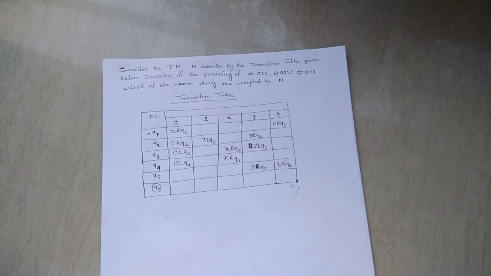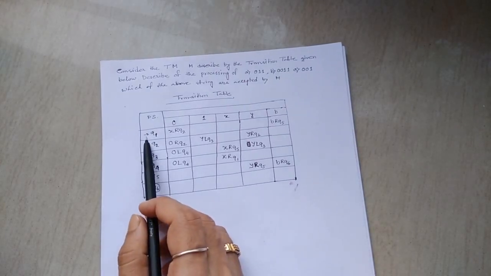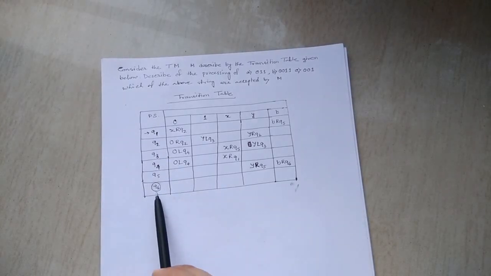Now we can see there are states. Q1 is the initial state, we can find out by this arrow, and the final state is Q6. If by any string we reach from the initial state to the final state, that is called the string is accepted by the Turing machine. If we do not reach the final state, that is called a hold state. Hold state means basically the string is not accepted by this Turing machine.